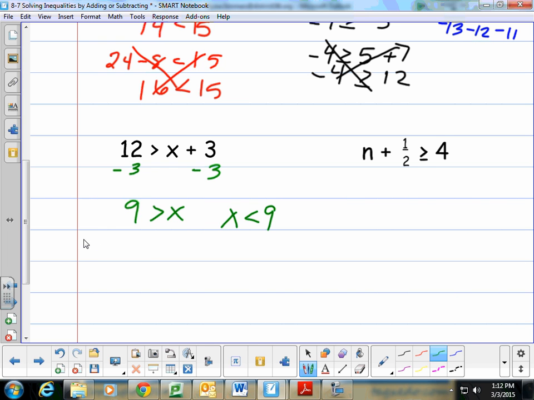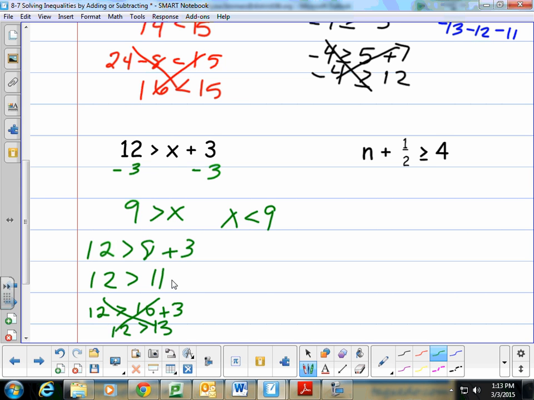So if I pick a number less than 9 and plug it in, a number less than 9 would be 8 plus 3. So 12 is greater than 11, and that is true. So I did pick a number less than 9. Say I picked a number greater than 9. That's going to be 12 is greater than, say I picked 10, 10 plus 3, so 12 is greater than 13. That's not true. So it does have to be a number less than 9. Always put that variable first.